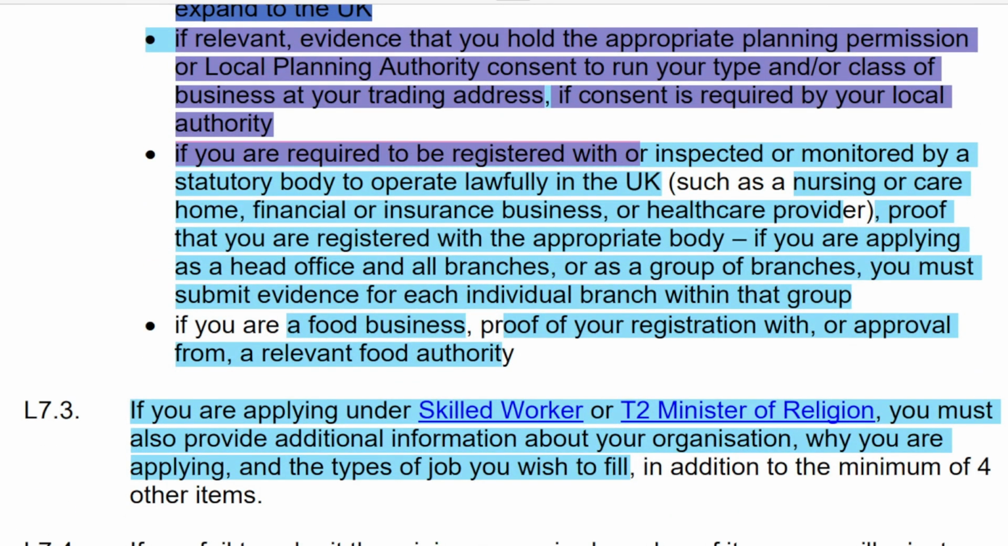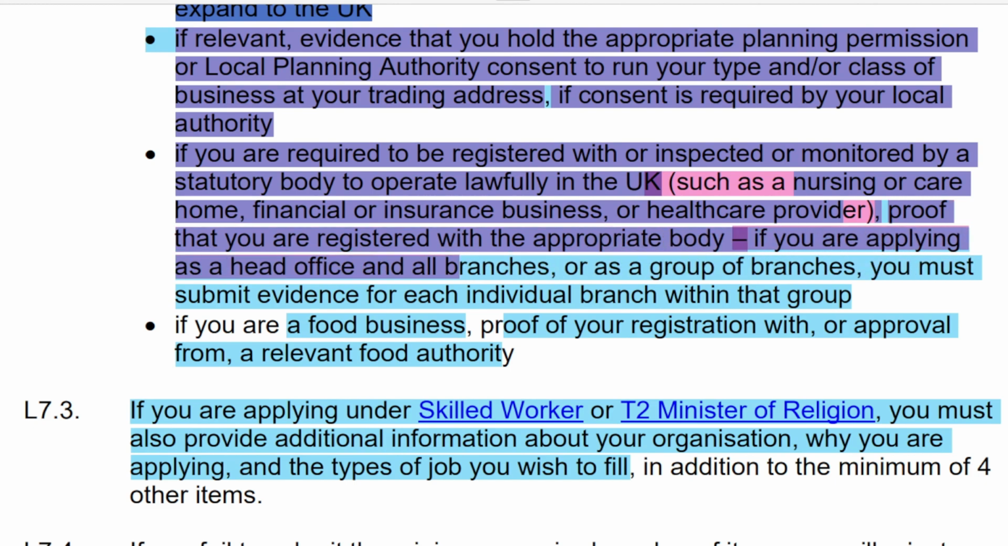If you are required to be registered with, or inspected or monitored by, a statutory body to operate lawfully in the UK, for example a nursing or care home, financial or insurance business, or healthcare provider, prove that you are registered with the appropriate body.